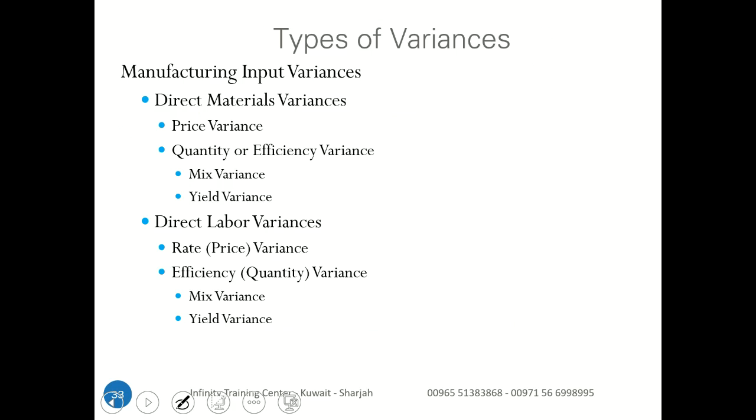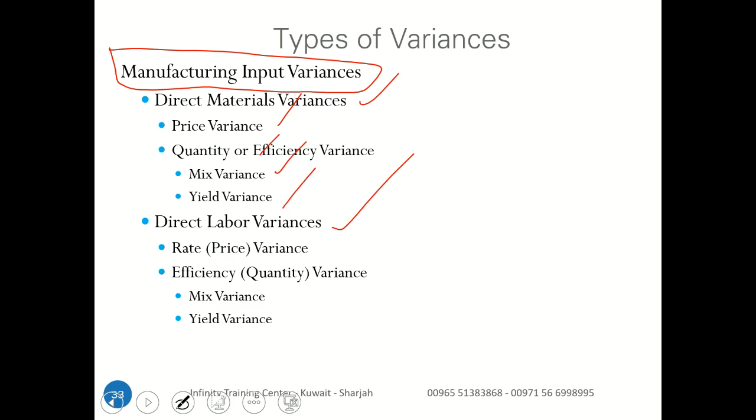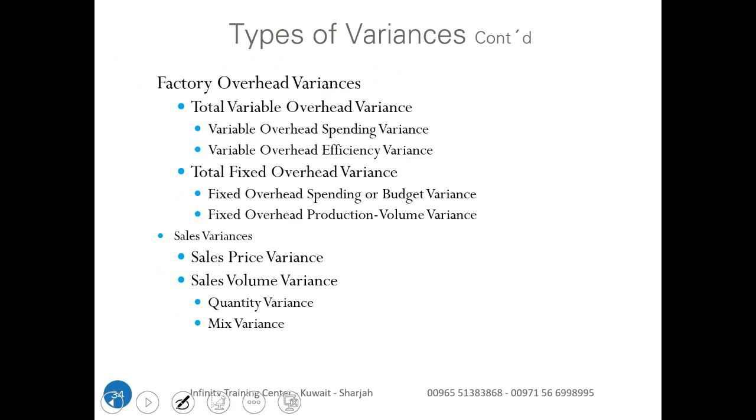In this category of manufacturing input variances, you have different types of variances. We have direct material variance and direct labor variances. Under that you have price and quantity variance. Under quantity variance you have mix and yield. Same for direct labor also. And also under input variances we have factory overhead variances, and also we have sales variances, and also we'll be studying later about market variances. Okay, so all these variances we are going to learn soon.